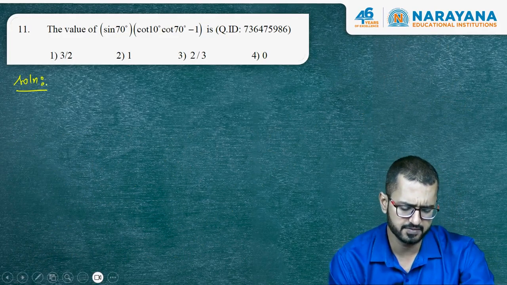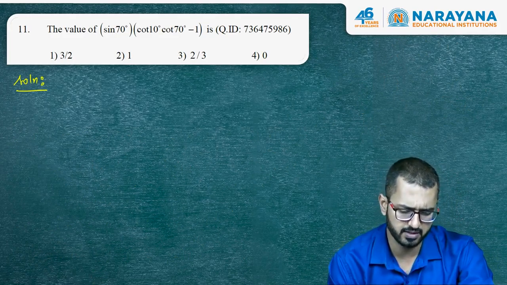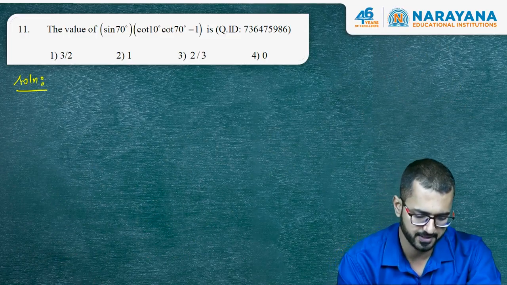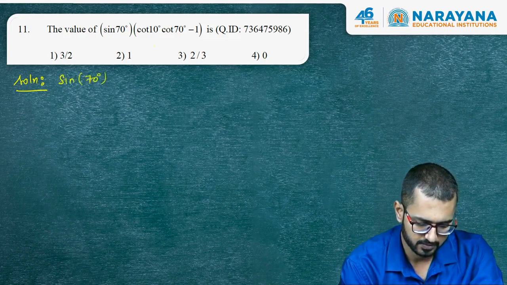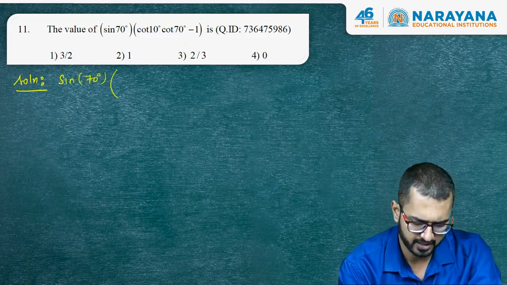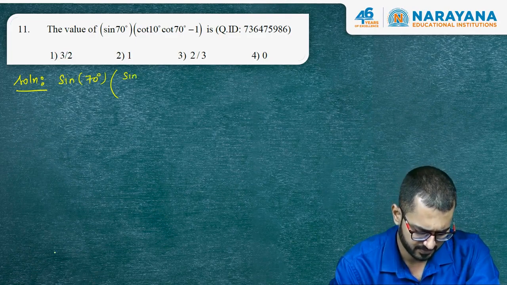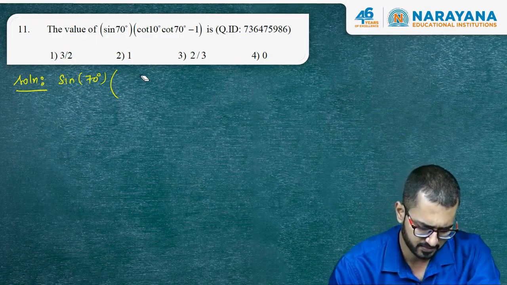So we want the value of sine 70 degree and cot 10 minus cot 70 minus 1. So yeah, let's begin. This cot 10 and cot 70 are not our favorite. We'll write them down in the form of cos by sine. So that looks good.